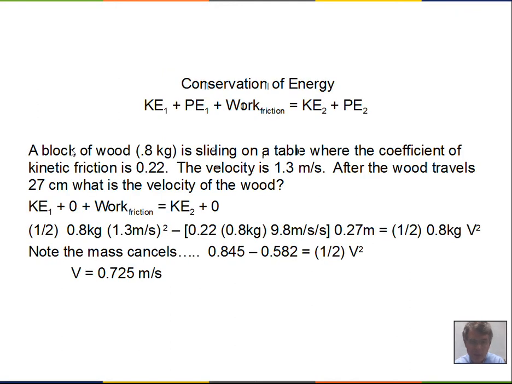So let's try a problem here with conservation of energy. You have a block of wood, 0.8 kilograms. It's on a horizontal table, sliding across. We have a kinetic coefficient of friction. We won't bother to trick you up by putting in the static coefficient here because the object's sliding, so it's obvious we need the kinetic coefficient. So 0.22. We start with a velocity of 1.3 meters per second, and the wood is going to travel 27 centimeters. At that time, you're asked to find the velocity of the wood.